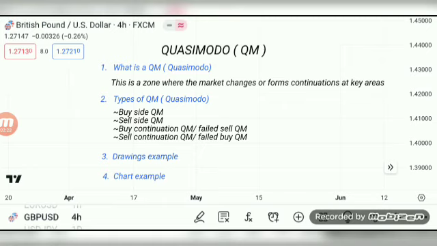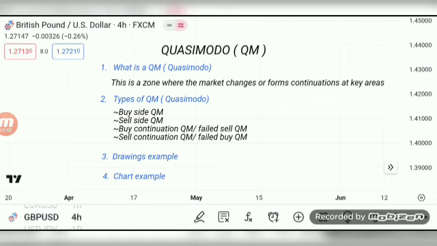We are going to talk about the drawings examples. I'm going to have some examples which we are just going to draw them out, and then we shall have our chart examples to spot these moves on the charts and see how to trade this pair, this in the forex market. Okay, so let us first look at the types. Okay, so we have basically 4 types of the QM.